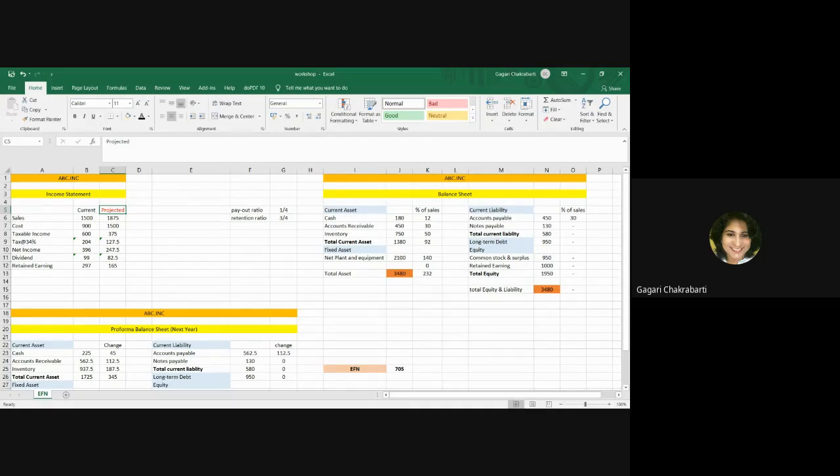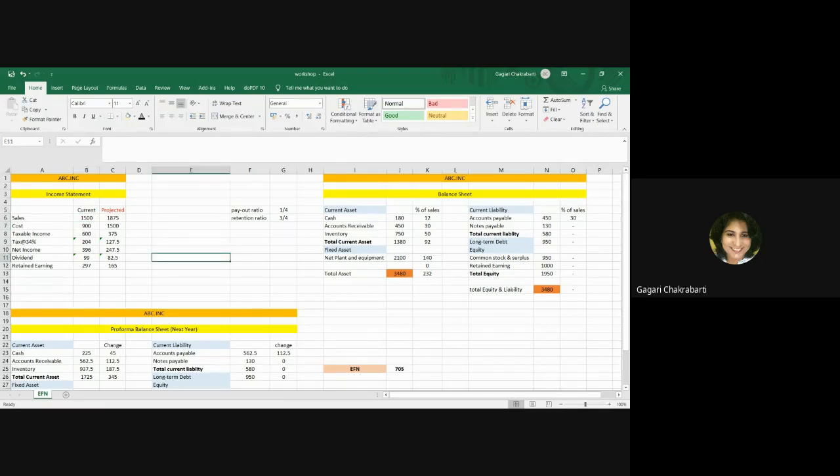Okay. So what happens in the sales in the current period? The sales is 1,500. So I'm not mentioning the unit of money. So it could be anything. It could be rupee crore. It could be dollar. It could be $1 million, whatever. So 1,500. Cost is 900. Okay. Cost is 900, which is actually 60% of the total sales.